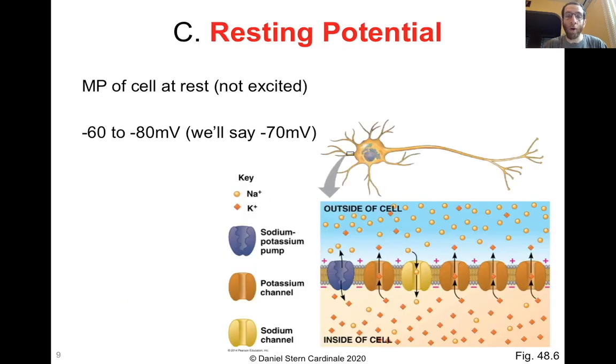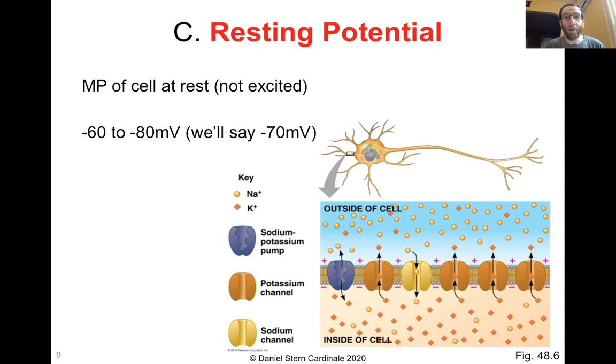All of the cells in our body have what's called a resting potential. This is the membrane potential of a cell at rest, which just means it's not excited. It's not rapidly changing the concentration of ions on either side of its membrane. So it's just kind of hanging out, doing its thing. Whatever that membrane potential is, we call that the resting potential.